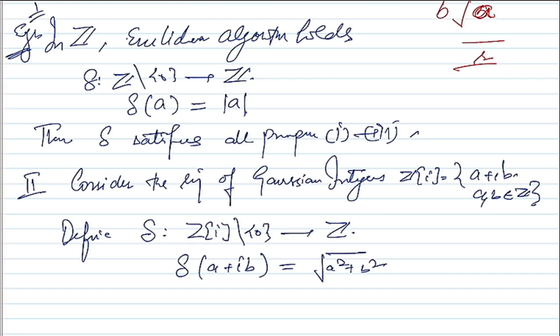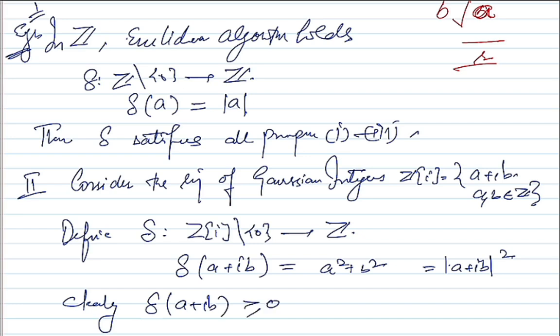Actually, square root is not needed, just keep it as a square plus b square. Take the mod squared, which is a plus iota b mod square. So clearly delta of a plus iota b is always greater than or equal to 0 for all a plus iota b in Z[iota], because it is a square plus b square.